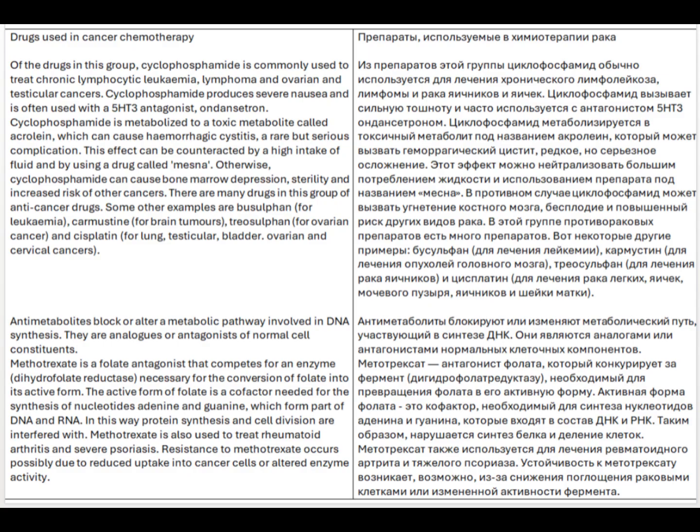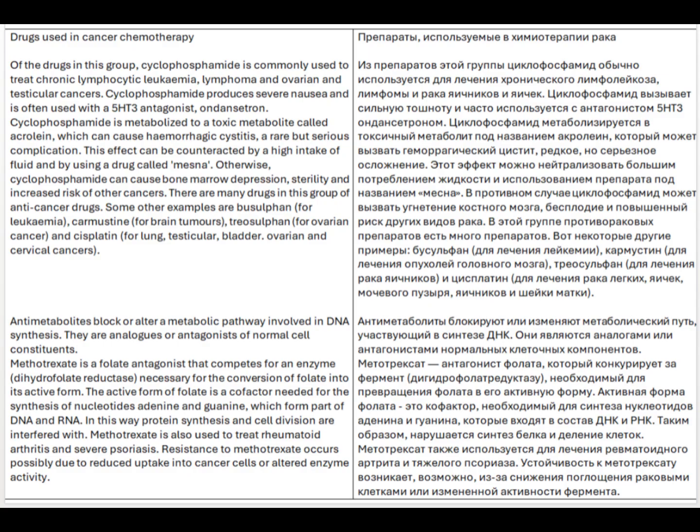There are many drugs in this group of anti-cancer drugs. Some other examples are busulfan, for leukemia, carmustine, for brain tumors, treosulfan, for ovarian cancer, and cisplatin, for lung, testicular, bladder, ovarian and cervical cancers.